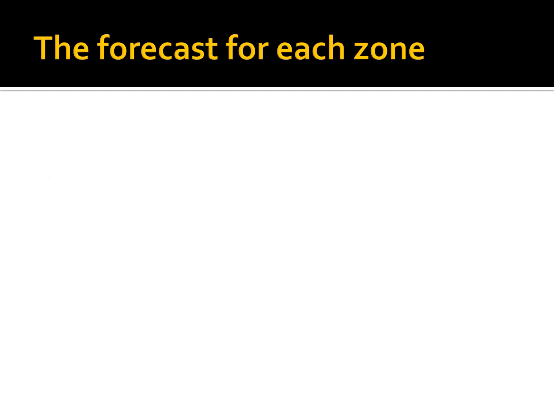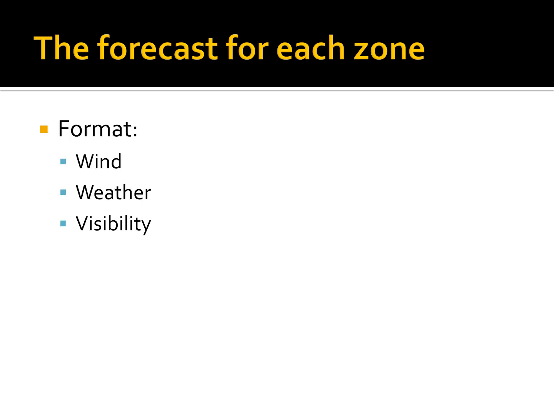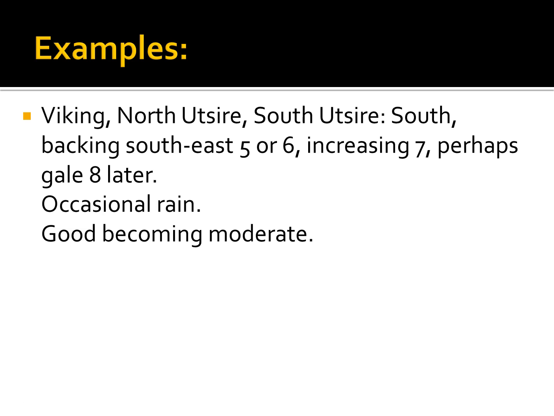The forecast for each zone is always the same. It begins with the wind, then the weather, and then the visibility. Let's look at an example. Viking, North Utsire, South Utsire. South backing southeast, 5 or 6, increasing 7, perhaps gale 8 later. Occasional rain, good, becoming moderate.